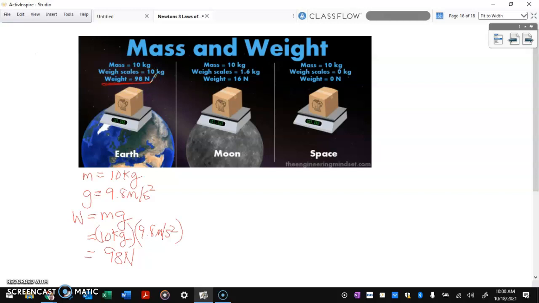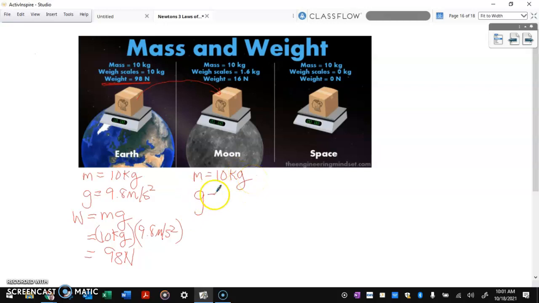However, on the moon, it's very different. Let's assume now we take this package and we send it to the moon. Now it's on the moon. The moon is a much smaller body than the Earth. And so the gravity is going to be very different on the moon. So remember that a larger object will have more gravity than a smaller object. So the mass is still the same on the moon, 10 kilograms.